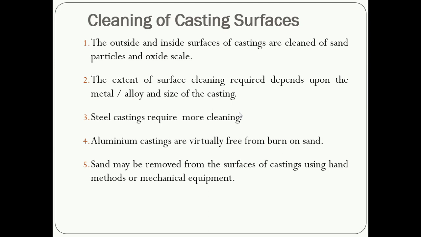Sand may be removed from the surface of casting using hand methods or mechanical equipment. There are various methods. Hand methods, 4 methods are there: use of wire brush, use of file, use of pick, and use of crowbar. These are the 4 methods which are done by the operator for removal of the sand from the surface of casting. Or we can use mechanical methods, that is tumbling or rumbling, vibrator system, and chemical cleaning methods. All these are the various types of methods of cleaning the surface of casting.